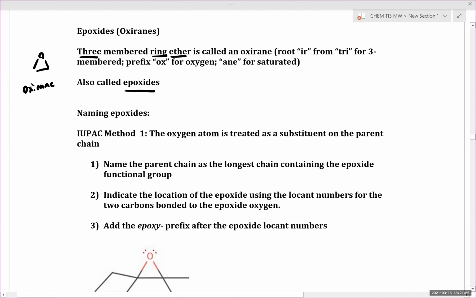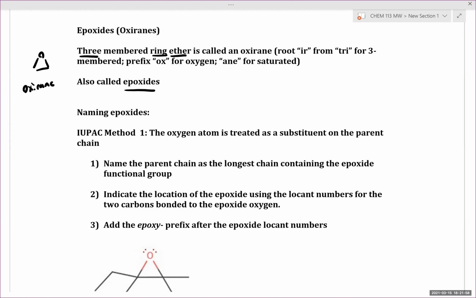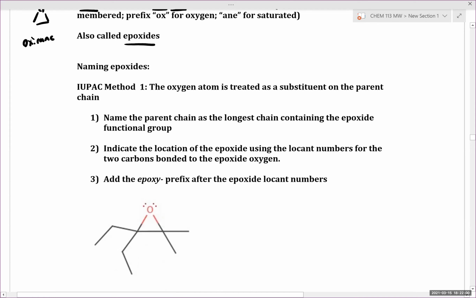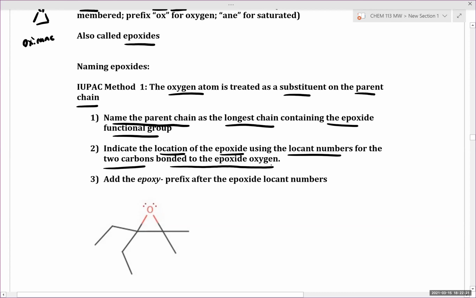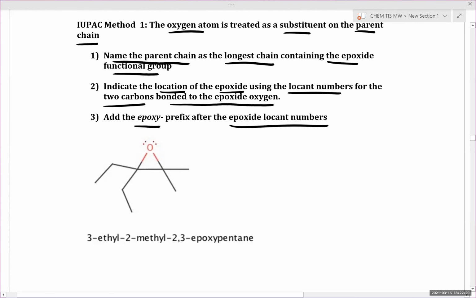Now, there are 2 methods to name epoxides. The first method under IUPAC, the oxygen atom is treated as a substituent on the parent chain. So you name the parent chain as the longest chain containing the epoxide functional group. You indicate the location of the epoxide using the locant numbers for the 2 carbons bonded to the epoxide oxygen. Finally, you add the epoxy prefix after the epoxide locant numbers.